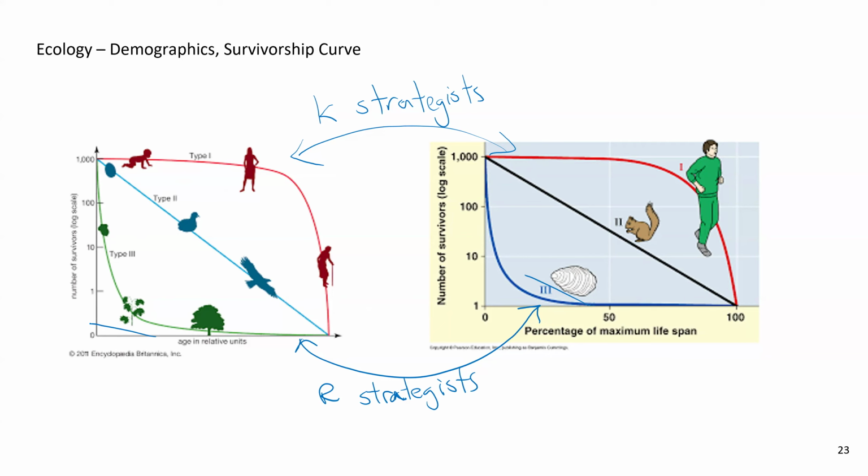And we'll look at R strategists and K strategists on a slide coming up here. The other thing is K strategists are type 1. R strategists are type 3. Type 2 means you have a constant death rate over the course of the species' lives. So they gave an example of a bird here, or over here, a squirrel.